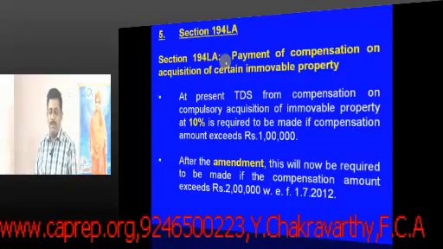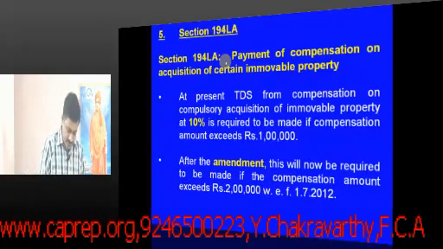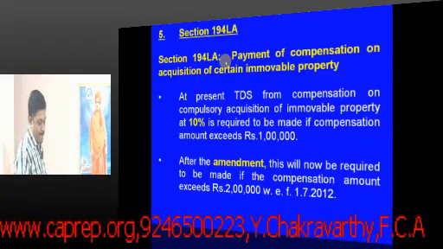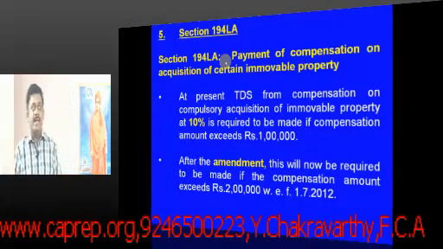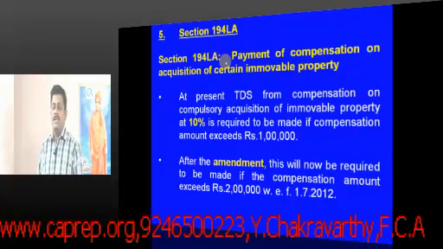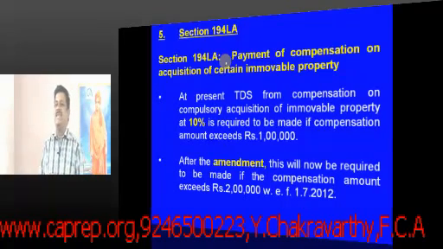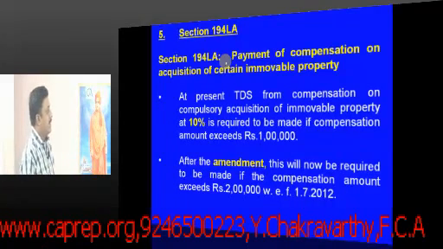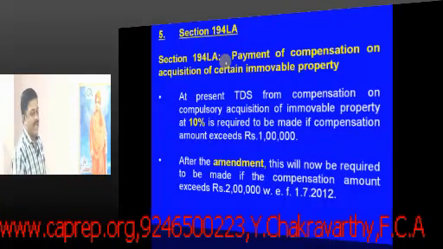Payment of compensation on acquisition of certain immovable property. TDS is not required to be deducted if the compensation amount does not exceed 2 lakhs.